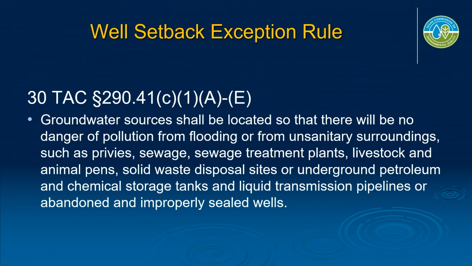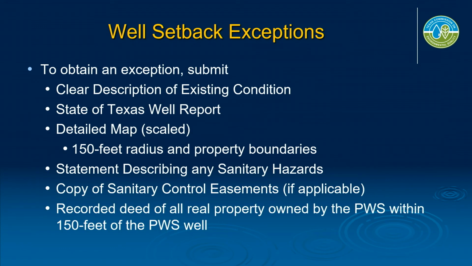Some of this can include things such as sewage treatment plants, livestock, which is common around here, animal pens, and improperly sealed wells. Now, to obtain an exception, you're going to want to submit some of this common information: a clear description of the existing conditions, a State of Texas well report, again the detailed site map, which you guys just saw, a statement describing any sanitary hazards, and a copy of the sanitary control easements, if applicable. You can also request the SCE at the same time as the well setback, and a recorded deed for all the property owned by the PWS.